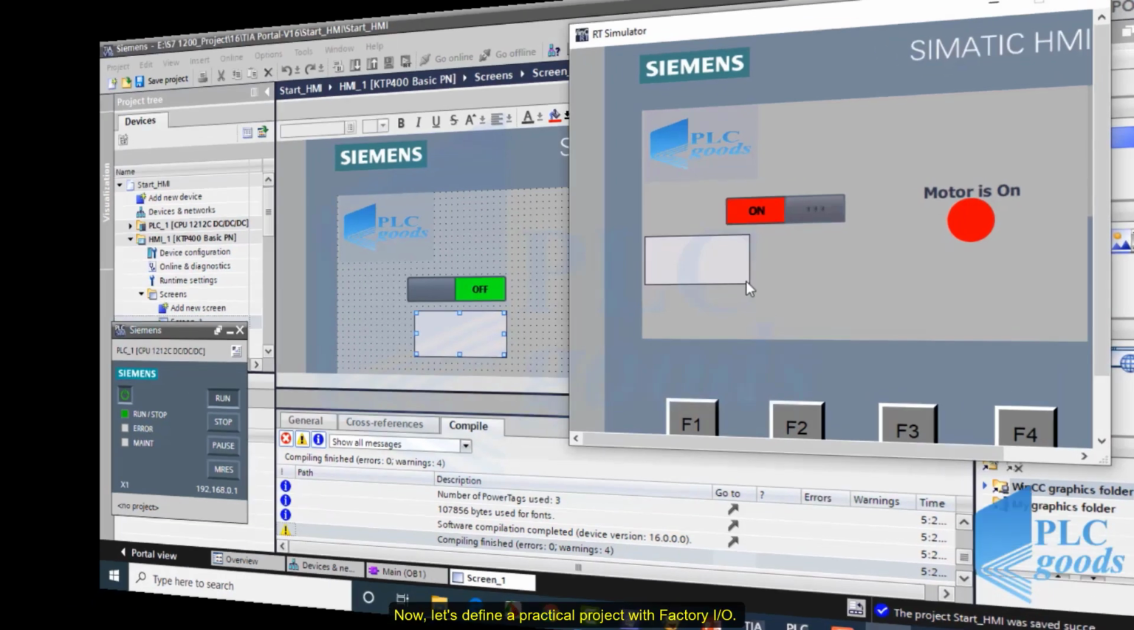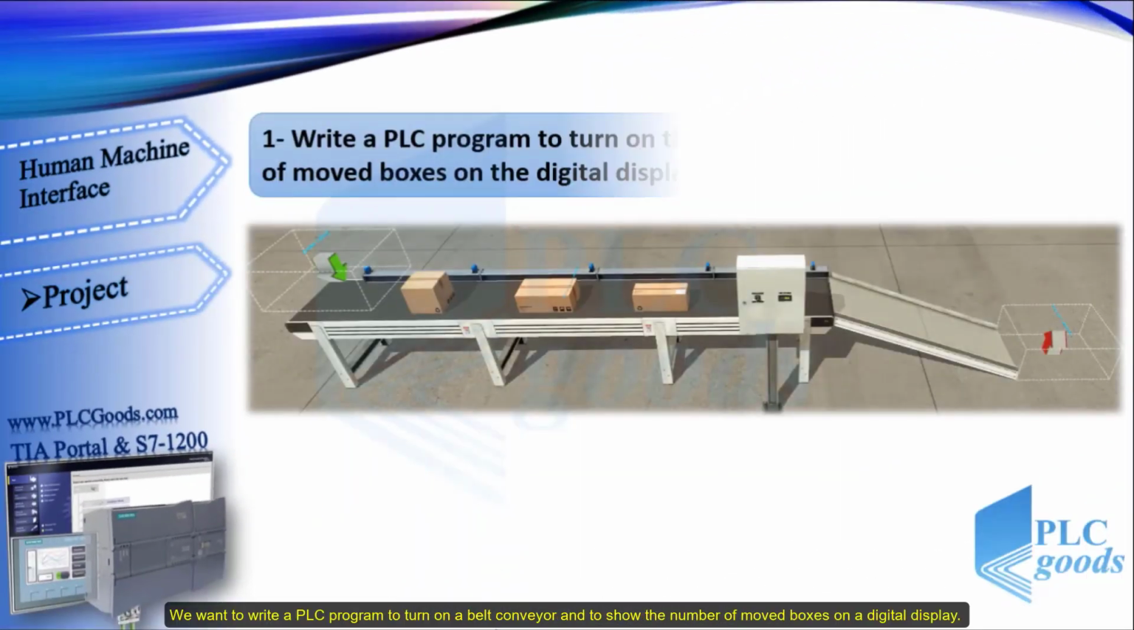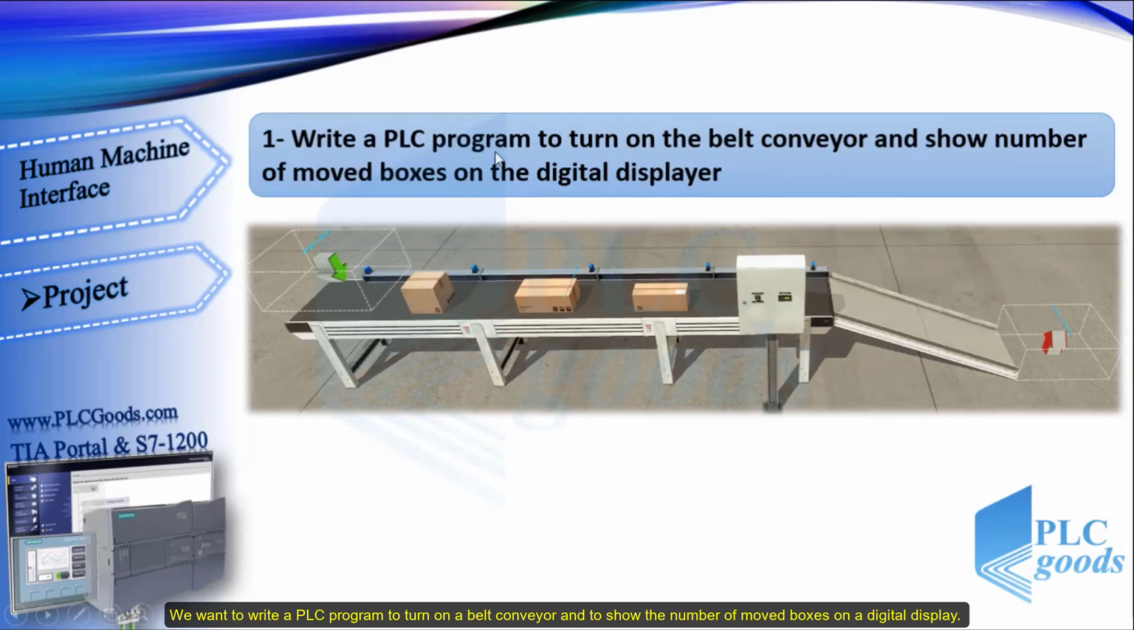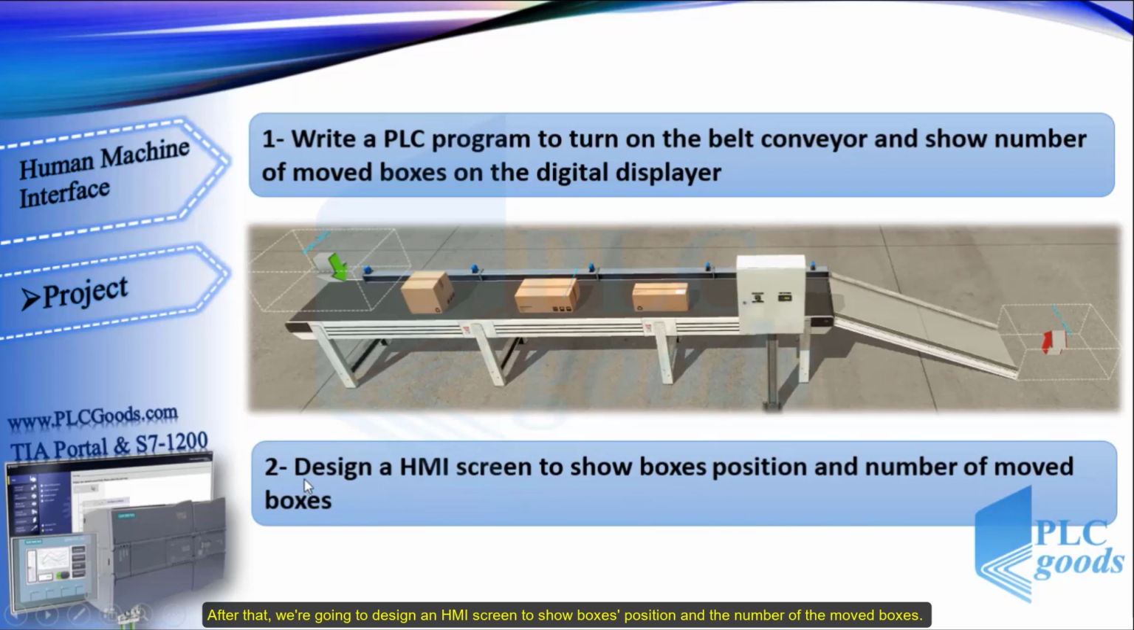Now let's define a practical project with Factory IO. We want to write a PLC program to turn on a belt conveyor and to show the number of moved boxes on a digital display. Here is a selector to turn on the conveyor and a digital display to show the number of the moved boxes. After that, we are going to design an HMI screen to show boxes position and the number of the moved boxes. We can detect boxes position with these 5 sensors and count the number of the moved boxes with the last sensor.